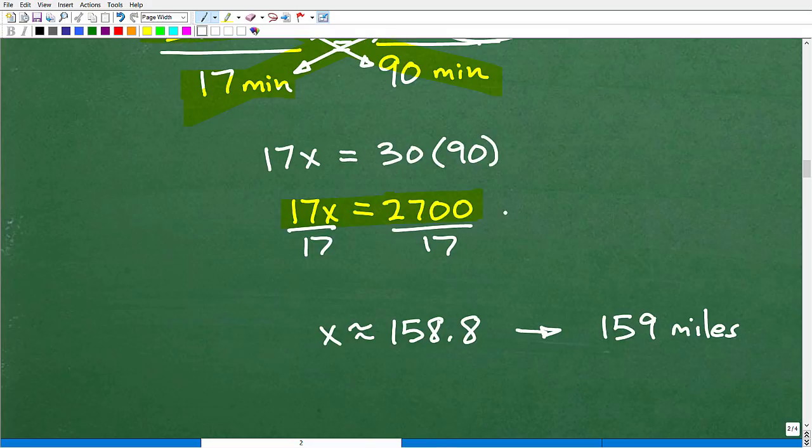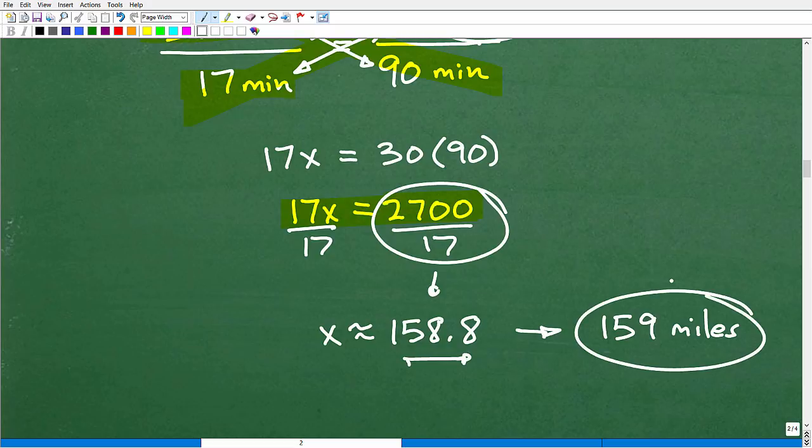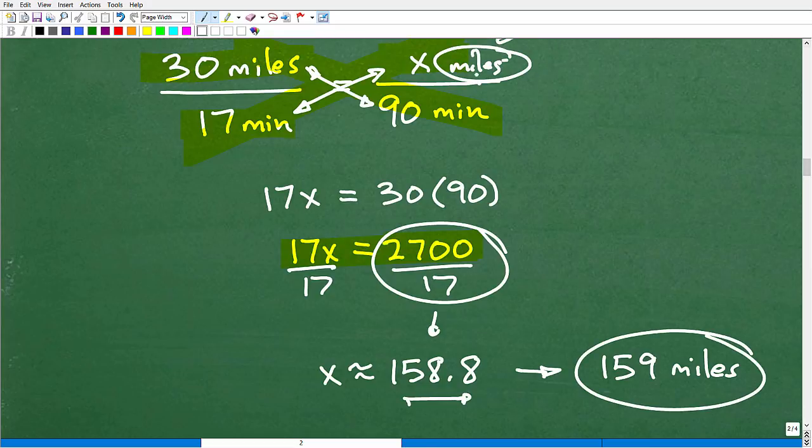When I go into my trusty calculator, 2,700 divided by 17, I get the decimal 158.8. We're dealing with decimals, so there's going to be a little bit of rounding error, but we can round that up to 159. Again, we know x was in miles, so this is 159 miles. This is the same answer as the last time.